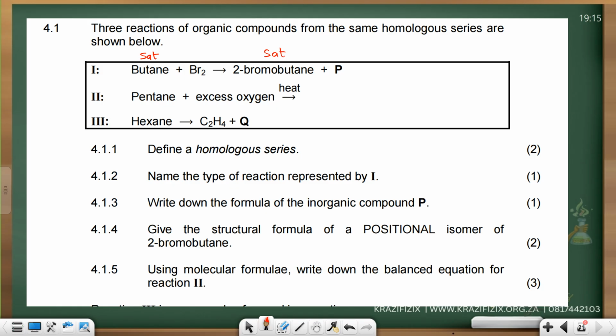Do you see, guys, that we're already done? What type of reaction is that? That is substitution.